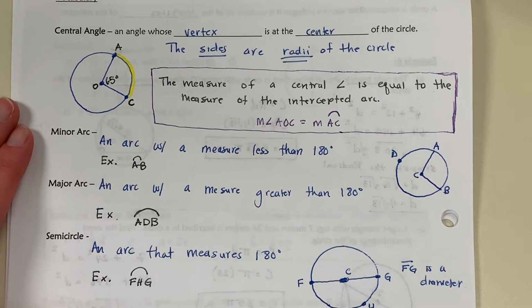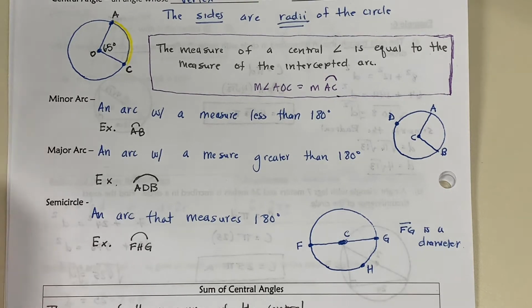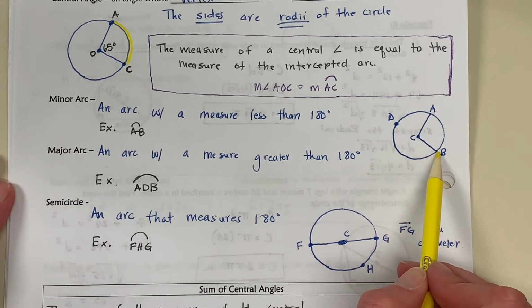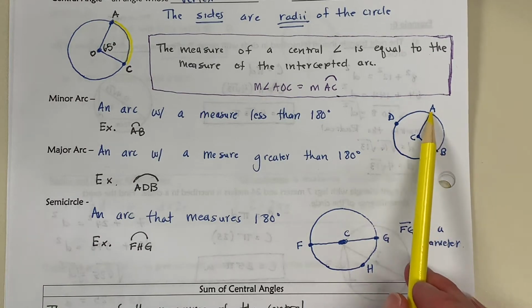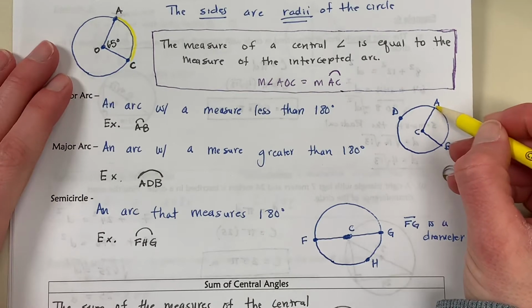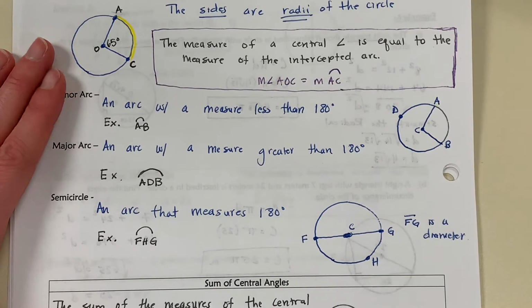Okay. There are 3 types of arcs. We have minor arcs, major arcs, and semicircles. Okay, here's a picture of a circle with angle ACB. And ACB is a central angle. A minor arc is an arc with a measure less than 180 degrees. Okay? So an example in this picture of a minor arc is arc AB. And arc AB is the arc that goes from point A, the shortest distance, to point B.